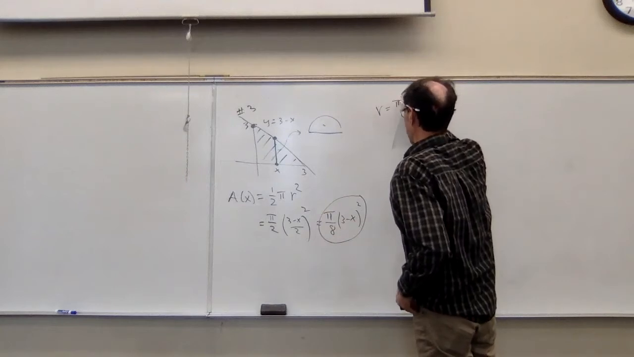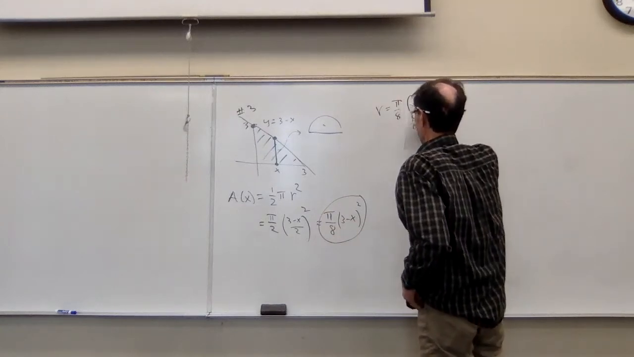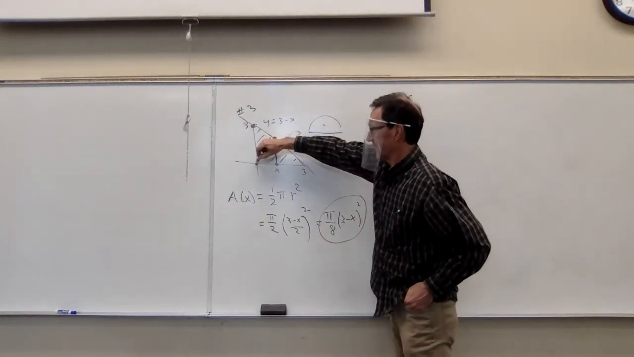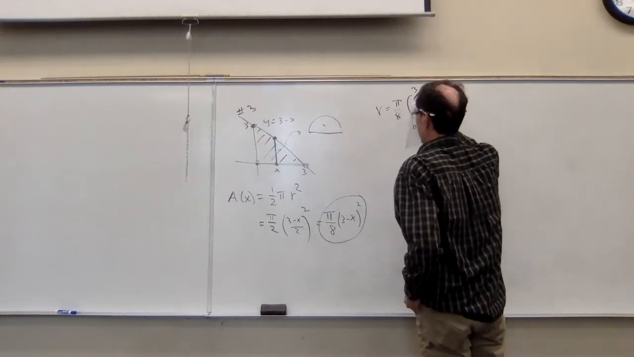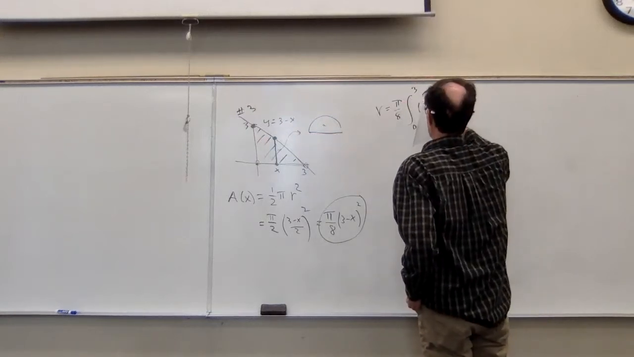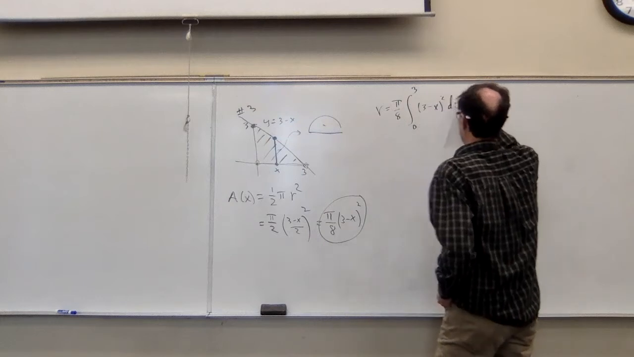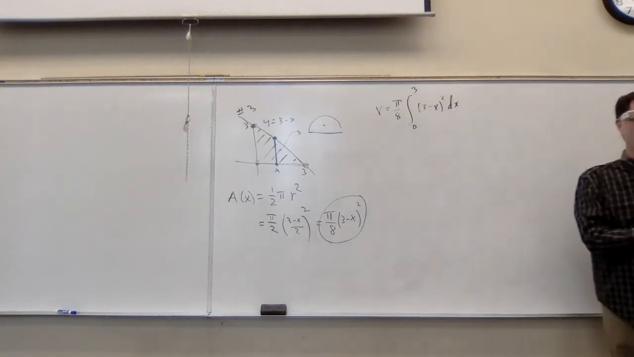Well, I'm going to pull the constant out. The solid exists from 0 all the way out to 3, the way it's described. And then we do 3 minus x squared dx.